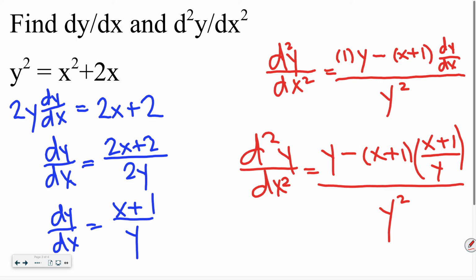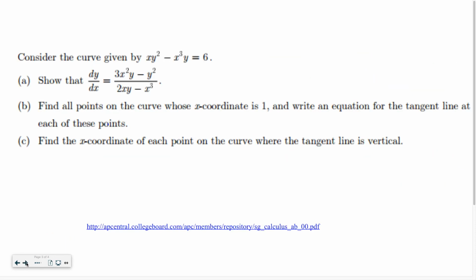We are not done for the day. Did you hear me say that this is a popular topic for a free response question? All right. Here is a free response question. Consider the curve, blah, blah, blah, blah, blah. Show that the derivative is this. Hey, I'm giving you the answer. Just do the work to show that that's true.